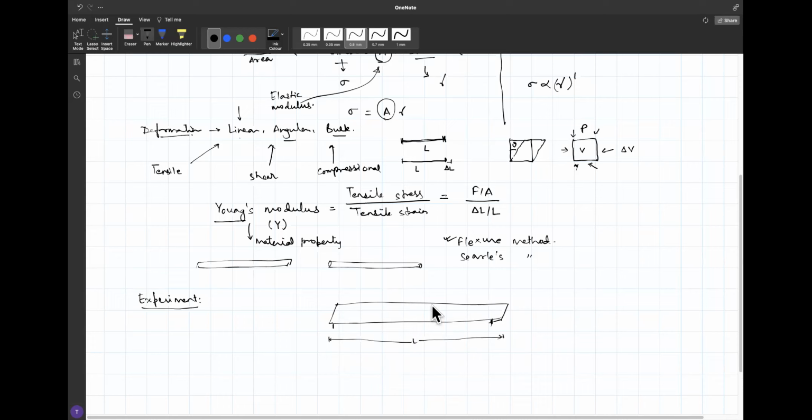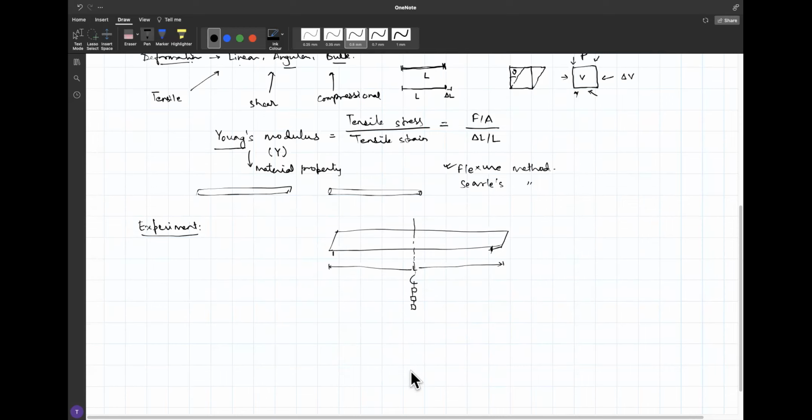Then at the middle point, you will see in the video, you have a place where you can apply load. You have a hook kind of thing, and you can increase the weight here. Everybody knows that if you apply weight on anything, there is a force of gravity that acts downward, in the minus z direction. So you apply a force on this.